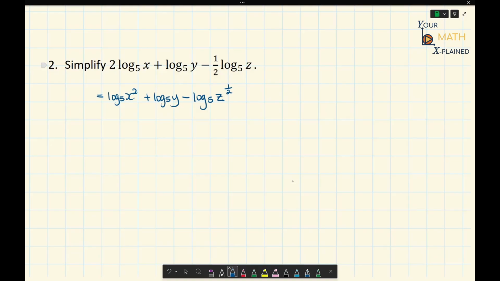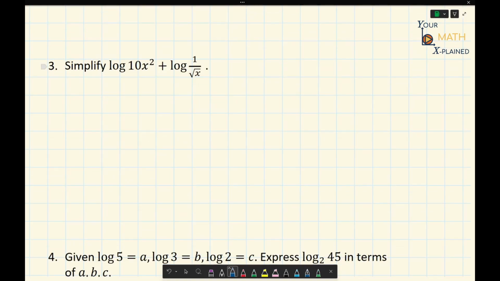And now we can use our product and quotient rule to combine these three terms into one, which means we would have log base 5 of x squared times y divided by z to the power of 1/2. And then if you want, you can actually write this as log base 5 of x squared times y over the square root of z.